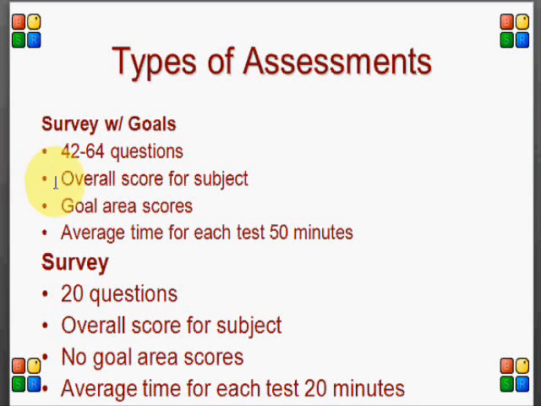So the survey with goals is a little bit longer. You have an overall score for a subject, plus you have different sub-construct goals, which really breaks, for instance, math down into all its component parts. And the MAP testing, or NWEA, the organization that makes these things, has kind of mapped out how math develops over the ability range rather than just across grade levels. The survey is just a shorter version, and you get a quicker snapshot.